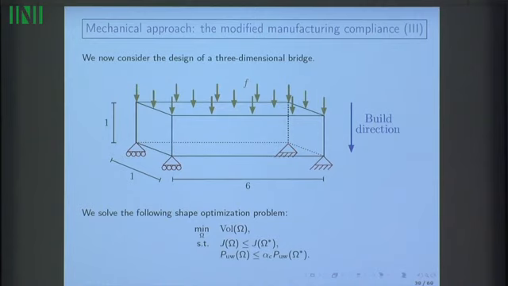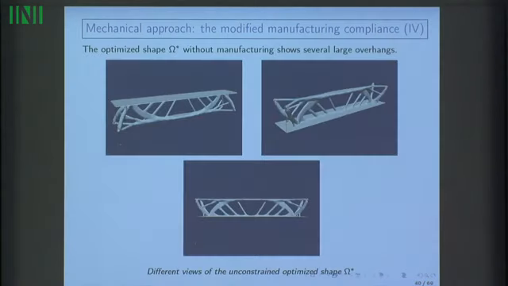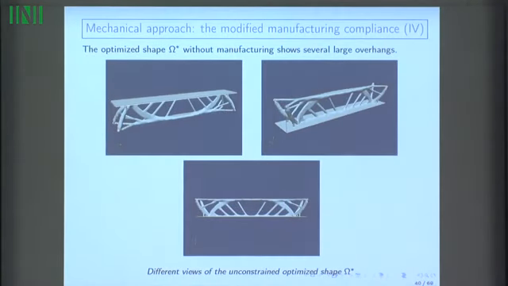Okay, so now we minimize the volume of the shape with respect to a constraint on the compliance, and by imposing our new manufacturing constraints. First, without manufacturing constraints, just minimizing volume under the constraint of the compliance, we obtain this. So this is the design, and this is the way the design is constructed, meaning this is the same but upside down. So we see that we have very, very large overhangs, which are over here, that we expect to remove by using our mechanical constraints.